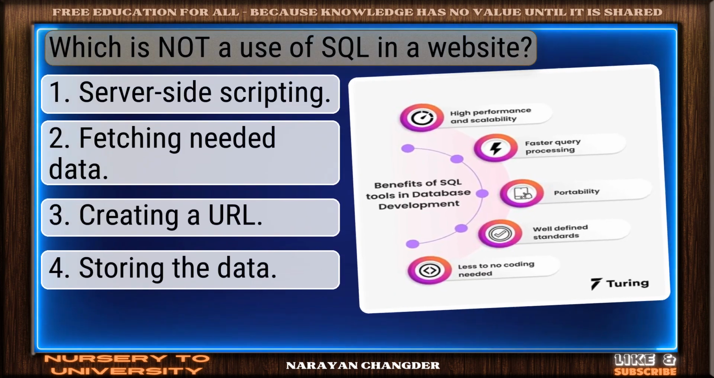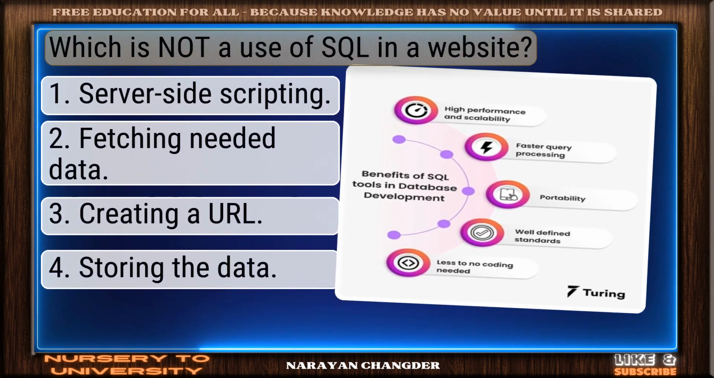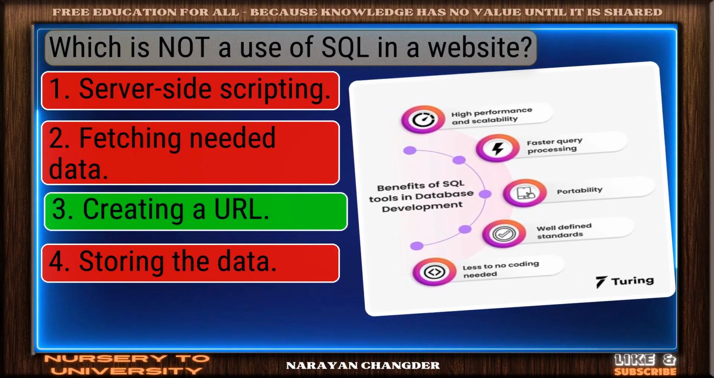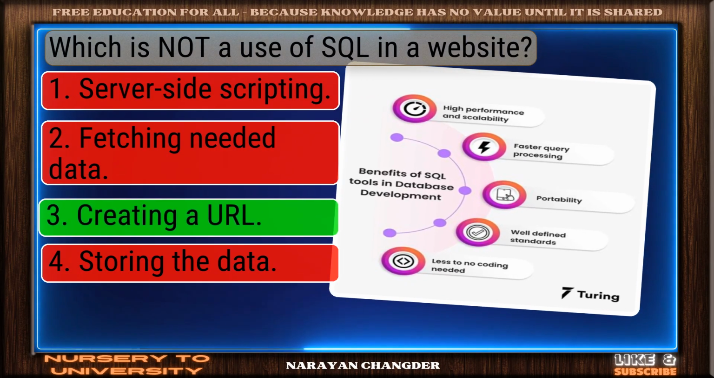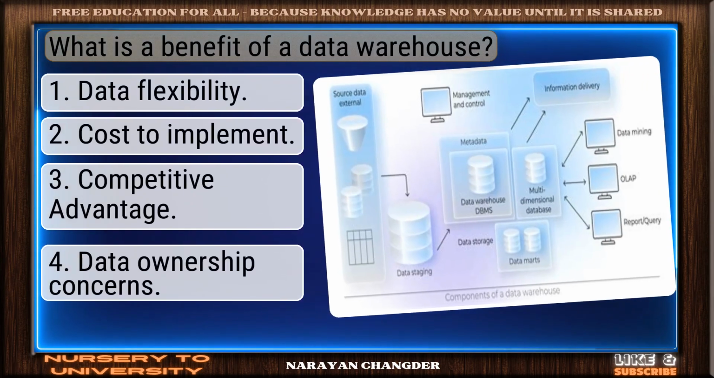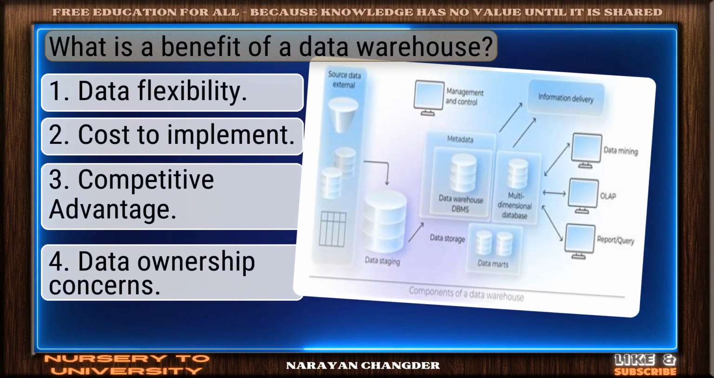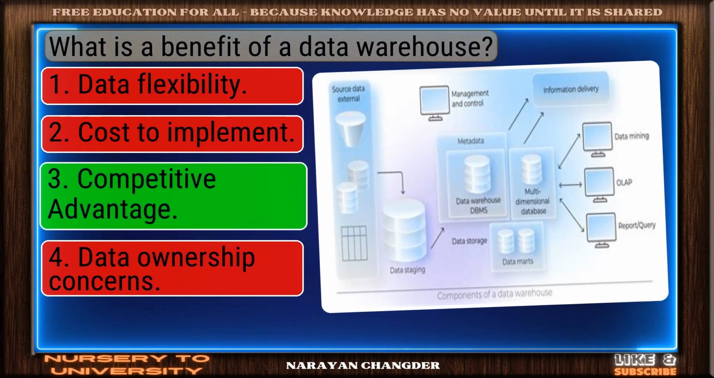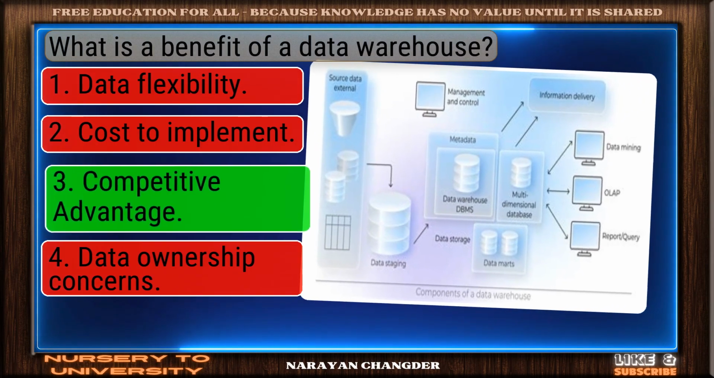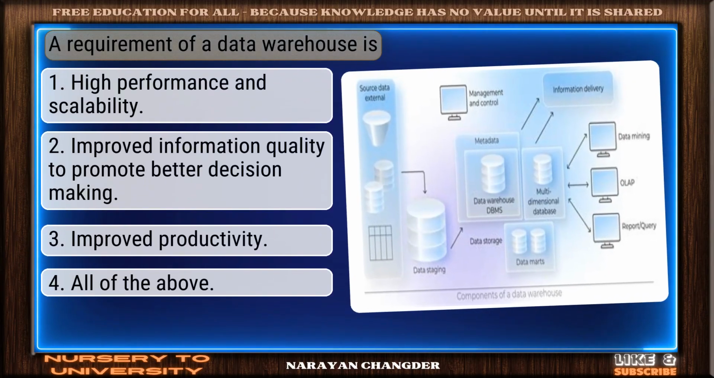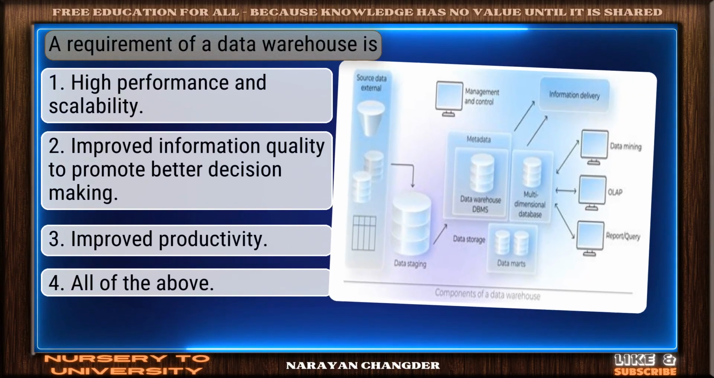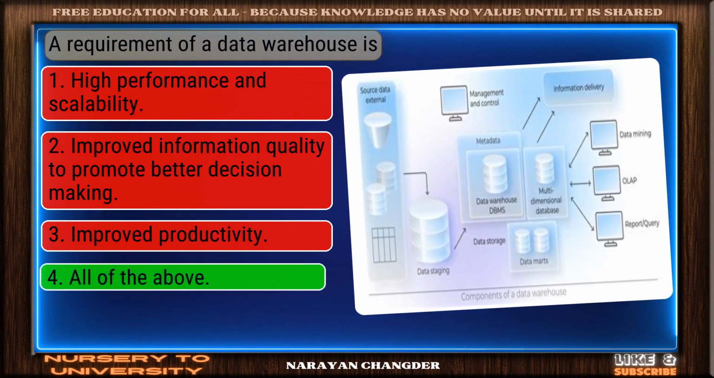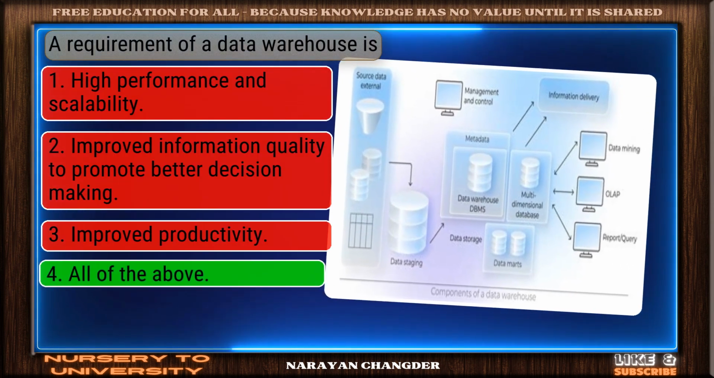Question number 52. Which is not a use of SQL in a website? Solid response. Creating URL is a valid choice. Question number 53. What is a benefit of a data warehouse? Right choice. Competitive advantage is the best answer. Question number 54. A requirement of a data warehouse is. Great job. All of the above is the accurate answer.